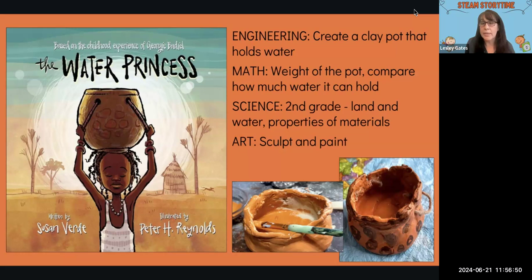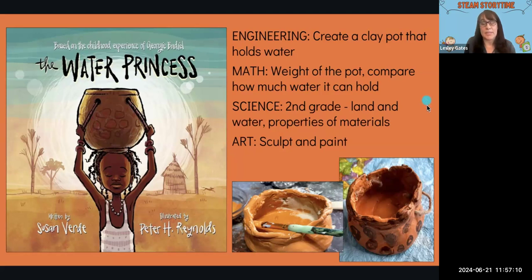I thought, engineering, okay, can they create some kind of pot or container that can hold water? But then the math components there: if you build something that's too heavy, obviously this would be a smaller model, wouldn't necessarily be big like she has on her head, but thinking about the weight of the pot, if it's too heavy with water, right? Can't put that on your head, it's too much. And do some comparison with math, science.